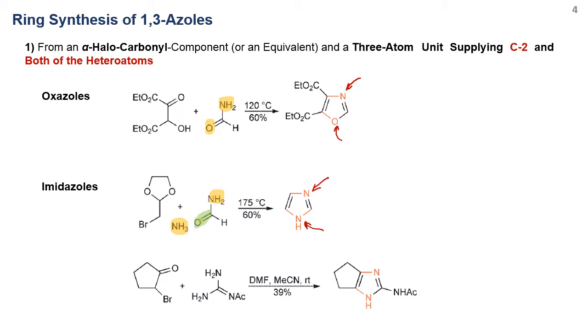Another popular strategy for synthesizing imidazole is to use guanidine, which contains 3 nitrogen atoms. So these 2 free nitrogen atoms can react with the alpha halocarbonyl compound to form the imidazole ring. However, if you use this strategy, you are going to end up with a nitrogen substituent on the molecule. So if you want it in your final product, this might be a useful reaction to use.